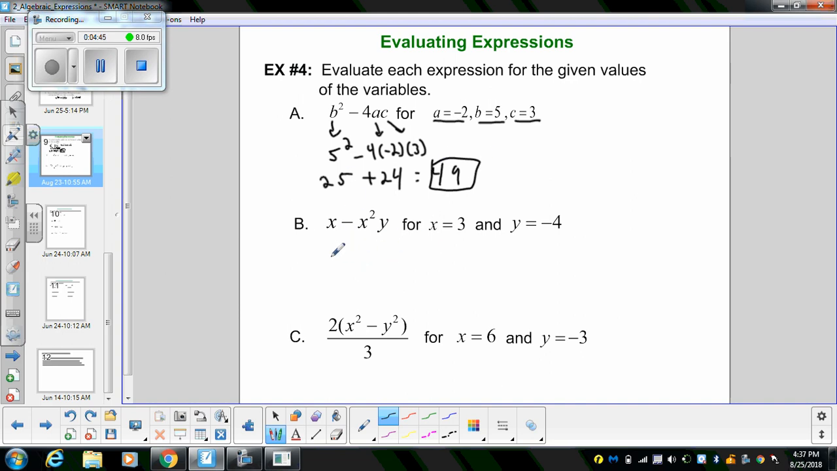So let's do the next one. Again, you can pause me and try it yourself. But I'm going to replace my x's with 3's. Again, I'm going to use parentheses just so I don't get confused. I could use parentheses here around 5 as well. So this becomes 3 squared. Replace my y with a negative 4. Now I'm going to do order of operations. Order of operations is PEMDAS.